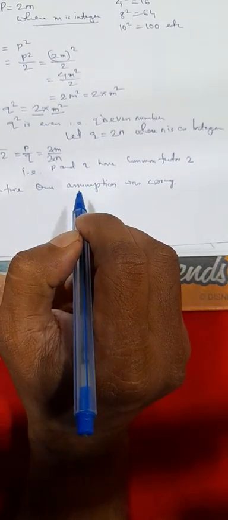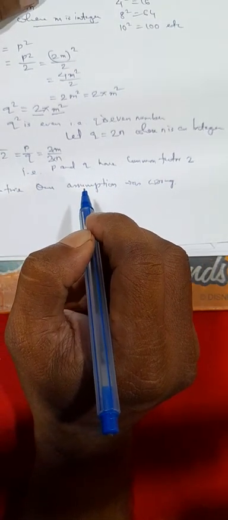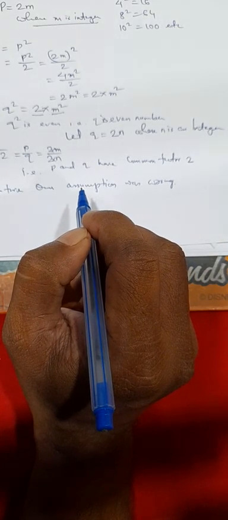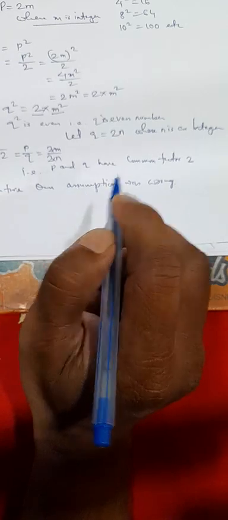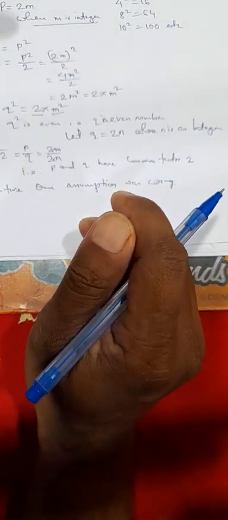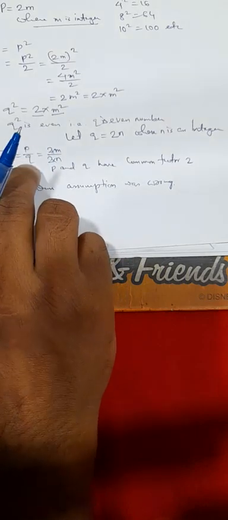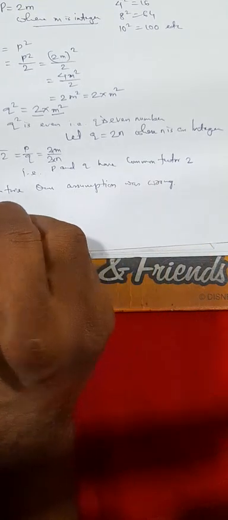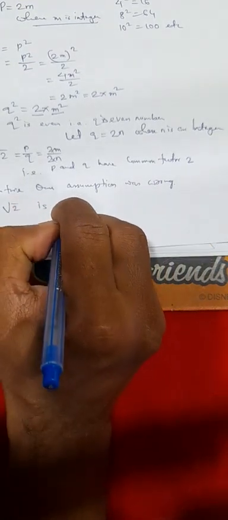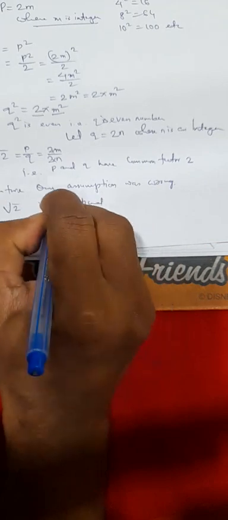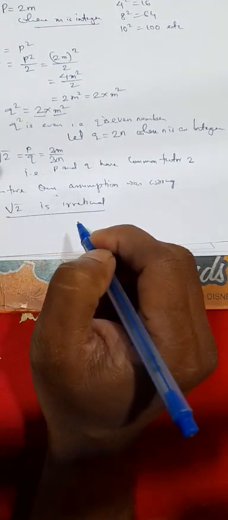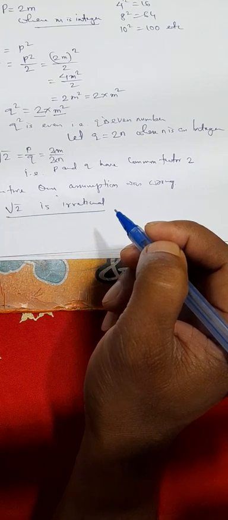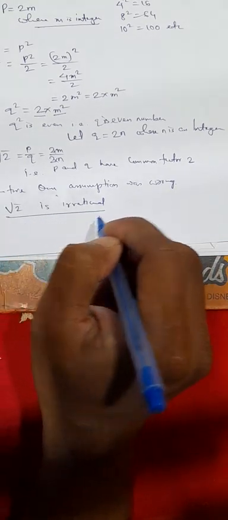We assumed that square root of 2 equals p by q, where p and q are integers, co-prime, and q not equal to 0. That means we considered square root of 2 as a rational number. But while assuming this, we got a contradiction. We find that p and q have common factor 2. That is, our assumption was wrong. That means square root of 2 is irrational. That means we cannot express square root of 2 as a rational number in the form p by q.